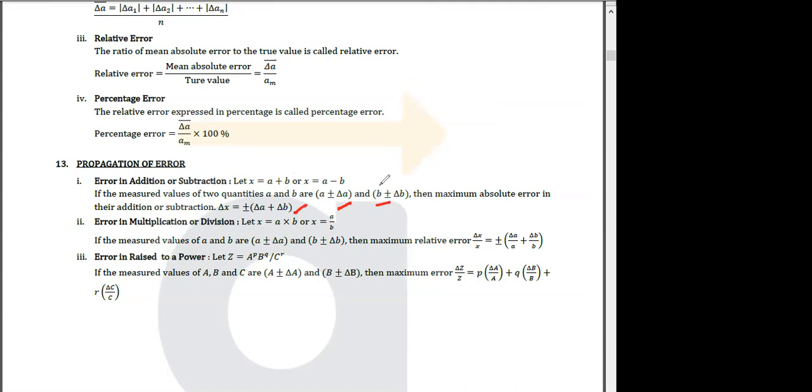Raise your hand if this is clear. But when you talk about multiplication or division, it is not that easy, right? So I will tell you a basic idea.